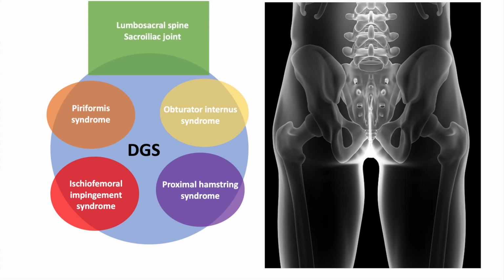And don't forget one other thing: referred pain from the lumbosacral junction that can refer to the buttock. Typically S1 nerve root pain can refer to the buttock area, and they can have some tingling down in the lower limb as well.